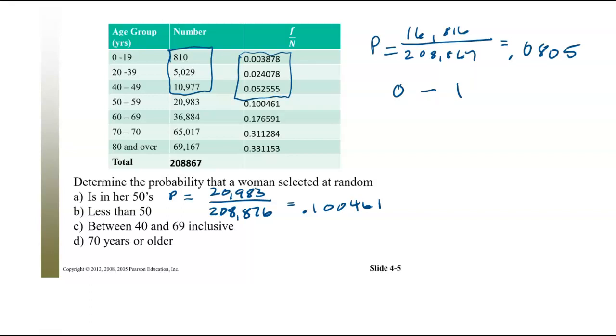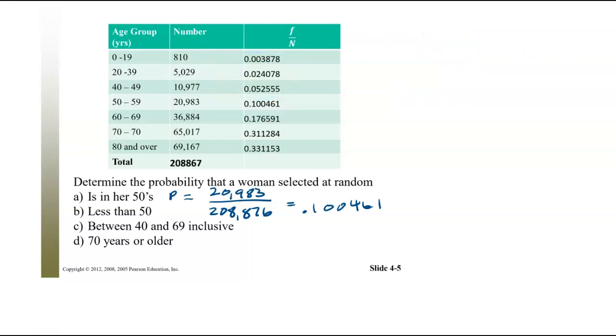So between 40 and 69, inclusive. Inclusive means we're including the number 40 and we're including the number 69, so it's going to be this particular group of people. Go ahead, calculate C and D on your own. For between 40 and 69 inclusive, I got 0.329, and for 70 or older, I got 0.642. This is just using the basic formula for probability.